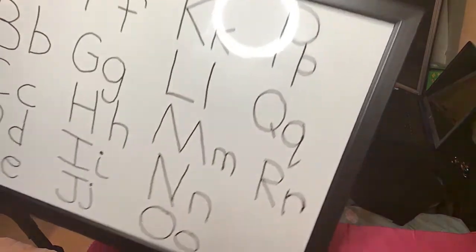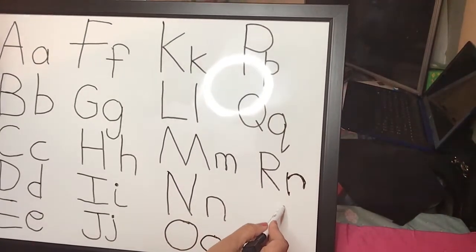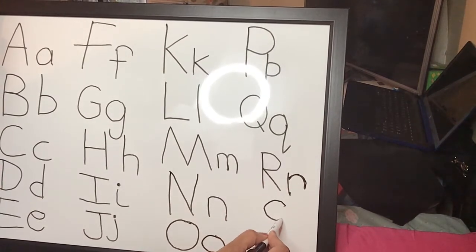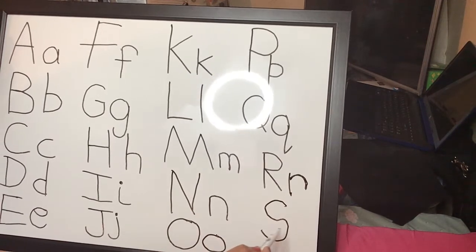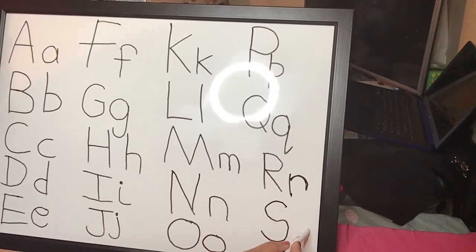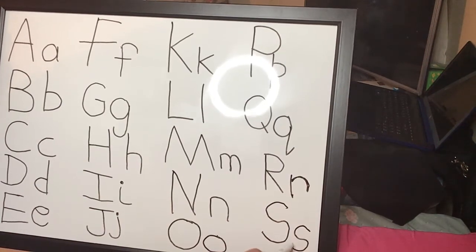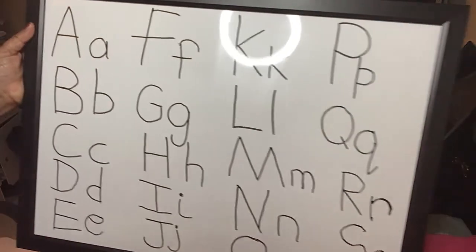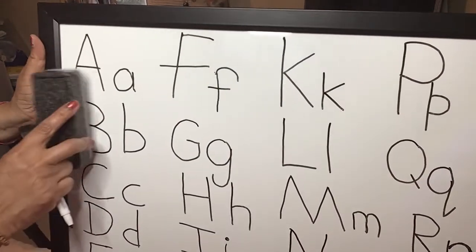Next we have S. Big S. Big left hook, big right hook. Same way. Little left hook, little right hook. Next, let's go to T.